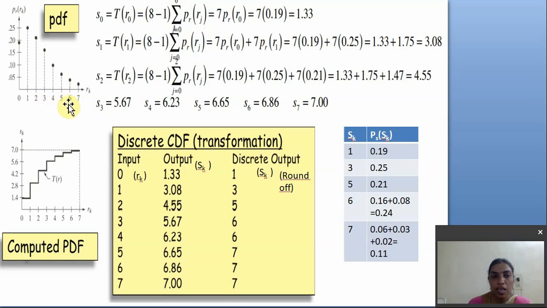Now if you observe this histogram or PDF for the particular image, you can easily say that the pixels with the higher intensities are fewer when compared with the pixels with the lower intensities. So maybe the image looks like a dull image, a dark image.